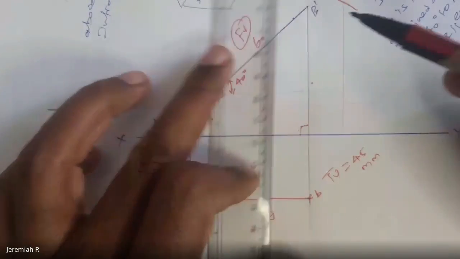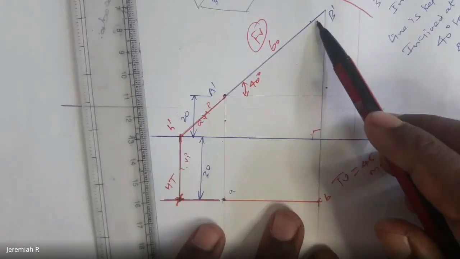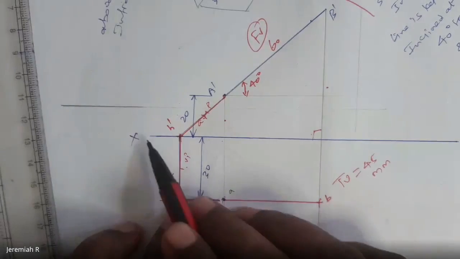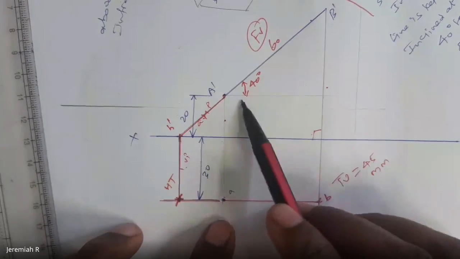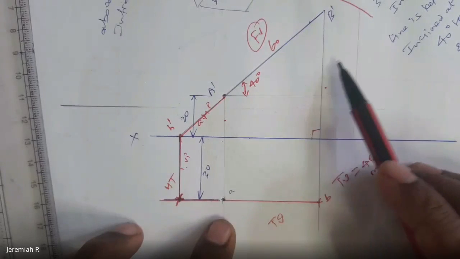So only this front view should be visible, and the top view line should be visible, the XY line should be visible, and the horizontal trace. The extension line, dimension line, and this projection line, this is all called projection line. So everything should be very light.